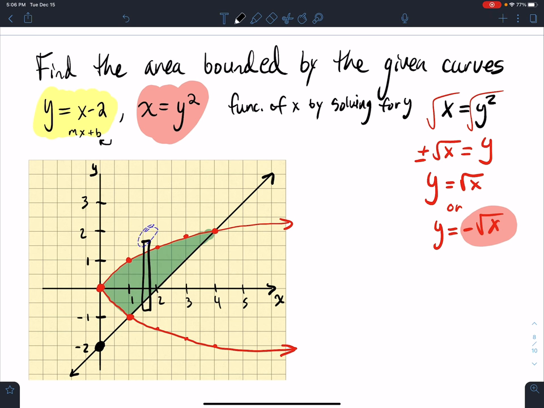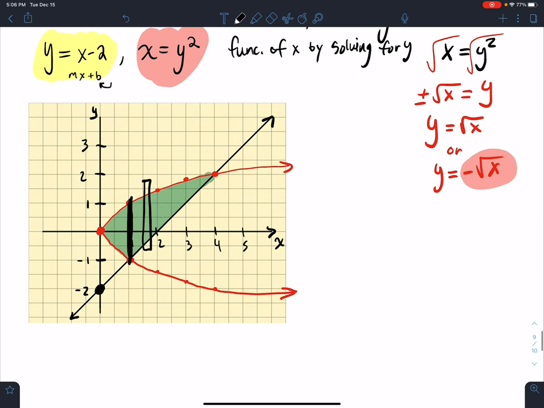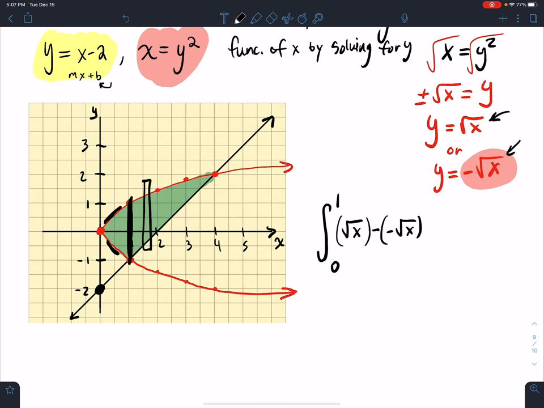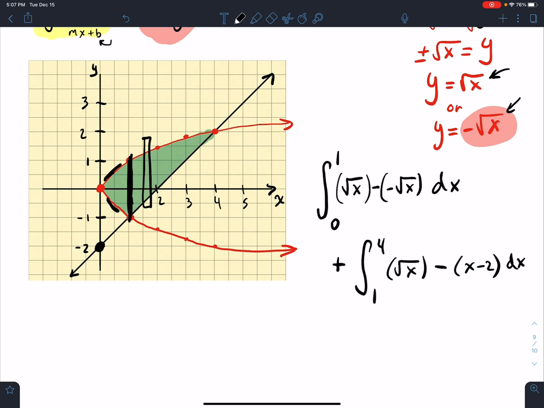So if you were going to set up this integral in this way, you'd have to break it up into two integrals. I don't want you to solve this, I just want to show you what you would have to do. You'd integrate from 0 to 1 of the top minus the bottom, which would be square root x minus negative square root x, dx. And then plus the integral from 1 to 4 of the top, which is square root of x, minus the bottom, which is that line, x minus 2, dx. And you could get the area, this green area here, by doing that.